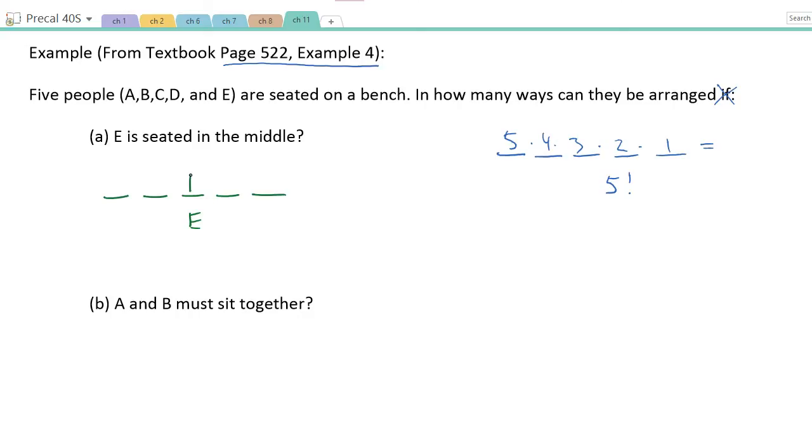Okay, now at this point, there are 4 people left, right? There's 4 places for them to go, and there's 4 people left, so there's 4 different ways to put that one in, 3 different ways to put this one in. Now there's only 2 people left. There's only 2 ways to seat someone in that place in the bench, and then there's only 1 person left.